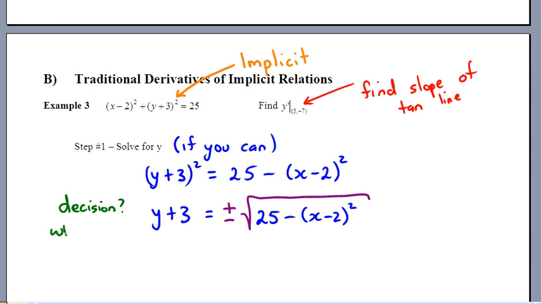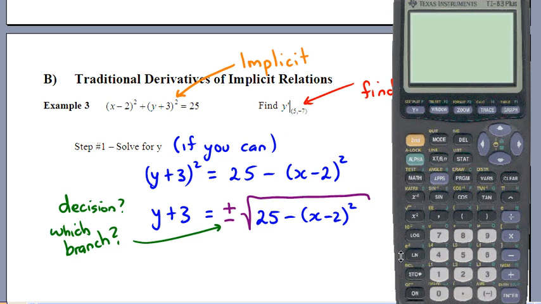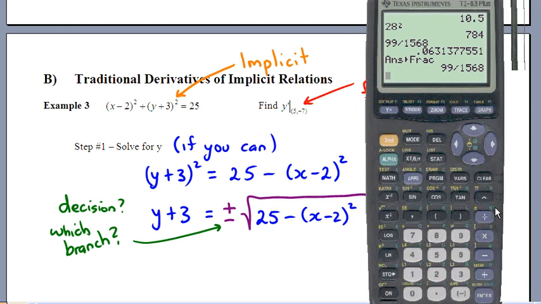which branch? Do you want the positive version? Do you want the negative version? I don't know, which one should it be? So you go and you look back at where this question's asking you to find the slope. It's at (5, -7). Let me just try graphing both of these things and see how they look.